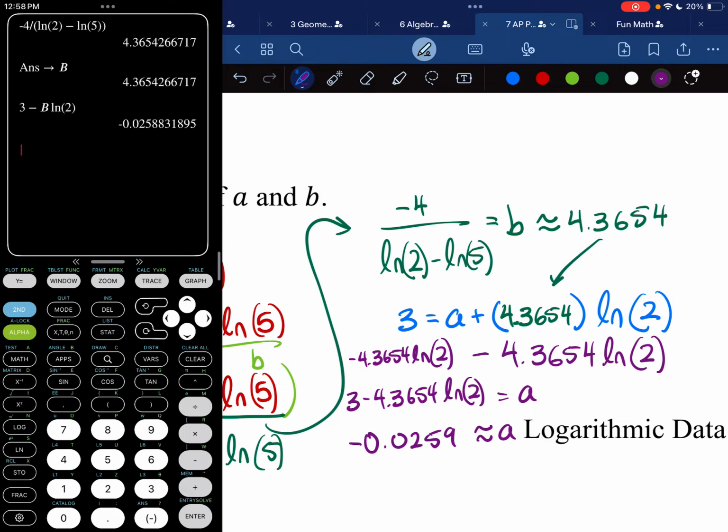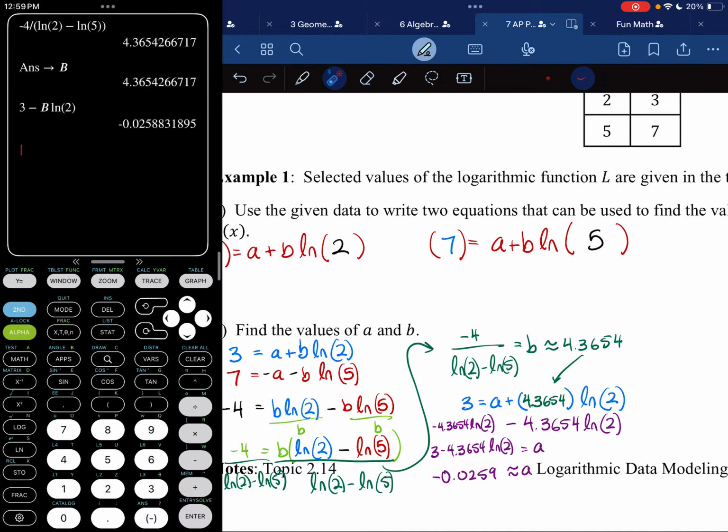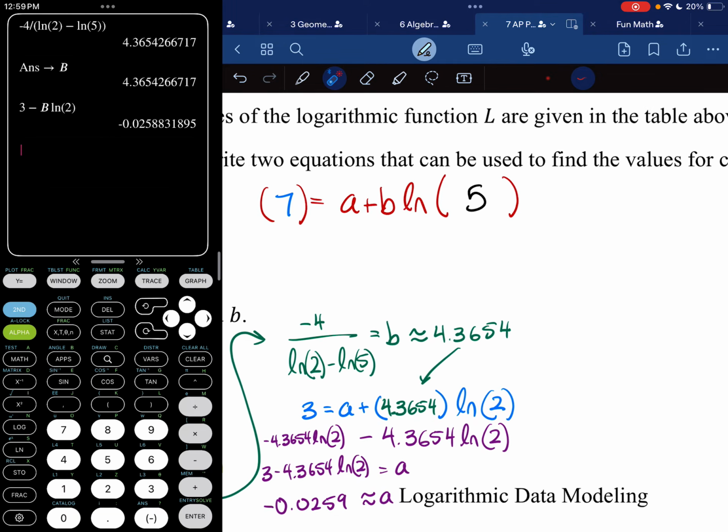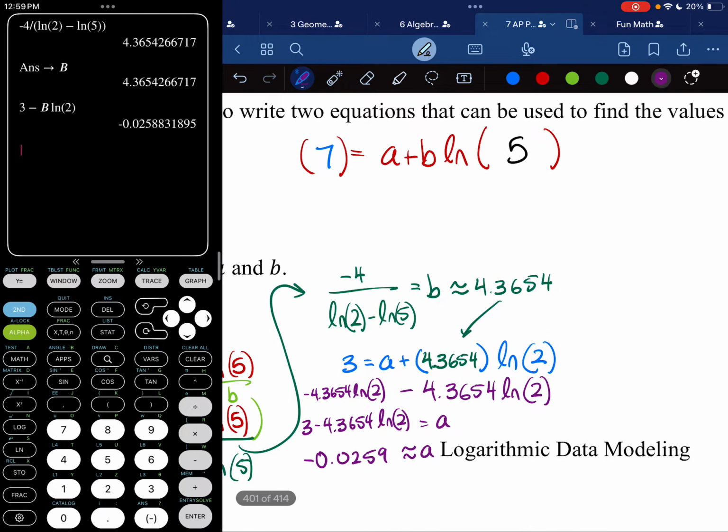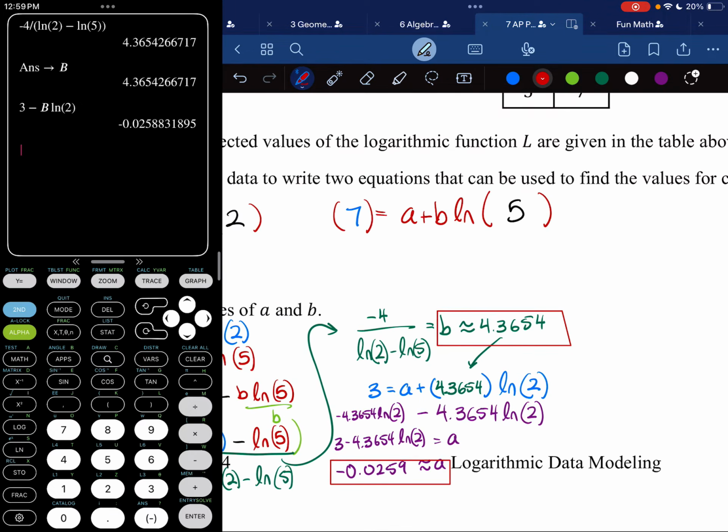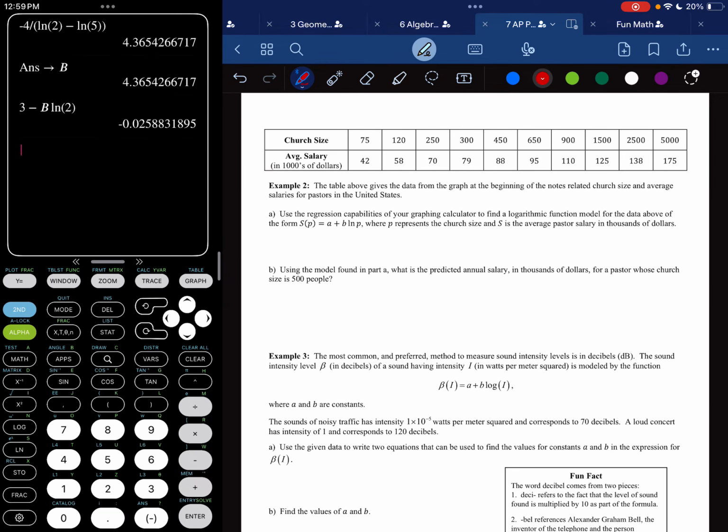I'm noticing in the answer key, Ted Gott has decided to truncate this and call this an 8 instead of a 9, and I've decided to round it. That's fine. Cool. So we found our values of A and B. I should probably box those because they're important. So here's B, about that value right there, and A is about that value right there. Nice.